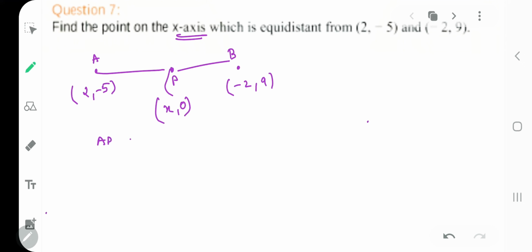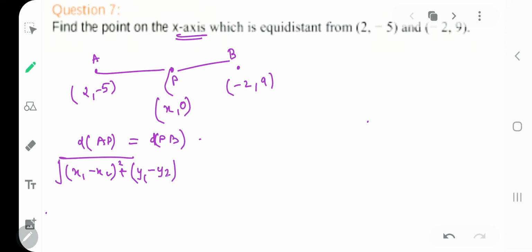So can I write AP is equal to PB? Is that clear? And we know very well the distance formula for AP and PB, that is under root, (x1 minus x2) the whole square plus (y1 minus y2) the whole square. Clear? Okay, let's start how we can do this. Now AP, if this is your x1, y1 and this is your x2, y2, let's start. It will go something like this: under root, (x minus 2) the whole square plus (0 minus 5) the whole square.